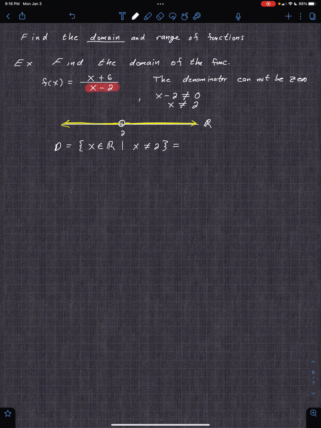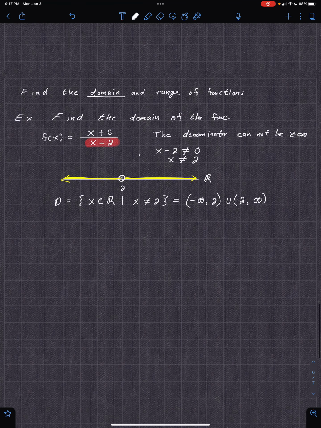Using interval notation, you have to do the parentheses and then you union the rest of it, and you basically bounce around 2. It's kind of silly notation, frankly, but you go negative infinity up to 2, but you don't include it, so you put a parenthesis. Union, not including 2, and then you approach infinity, like that. So this notation means the same thing.